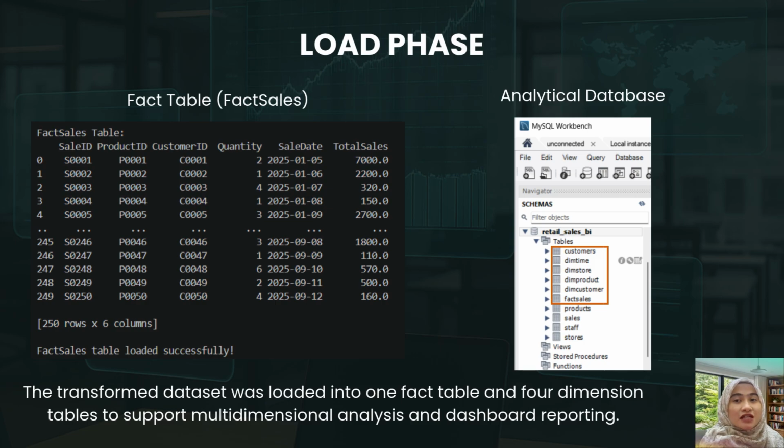And this table will serve as the main data source for the dashboard reporting and the business analysis. That concludes my presentation on the ETL implementation process. The transformed and structured data is now ready to be used for visualization and analysis. Now, I would like to pass this presentation to Yasmeen and Anis, who will demonstrate the Power BI dashboard and discuss the business insight generated from the analytical database.